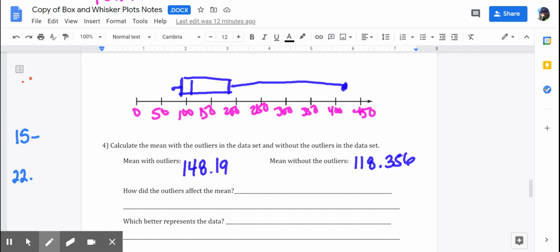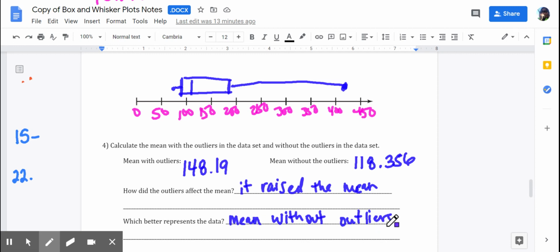So in this case, how do the outliers affect the mean? Well, the outliers raise the mean. Again, it was a higher outlier, which means it pulls the mean up. And which value is a better representation of our data? The mean with the outliers or the mean without? We know that's going to be the mean without the outliers. That's a better representation of where my data points really are.